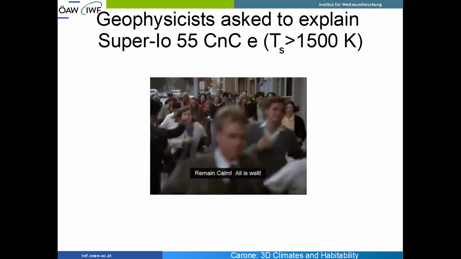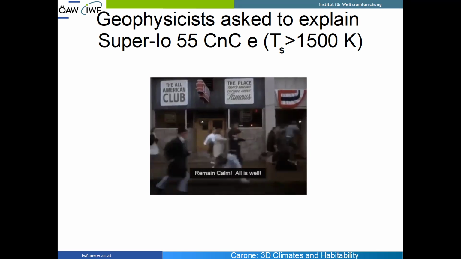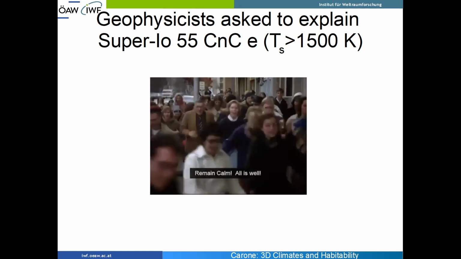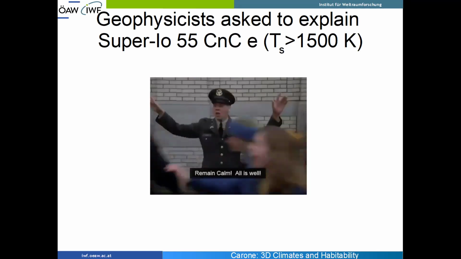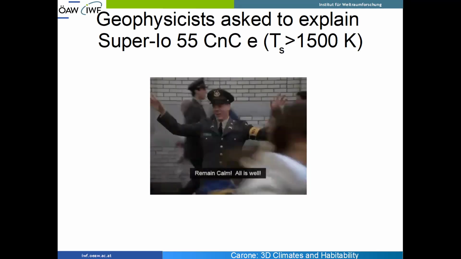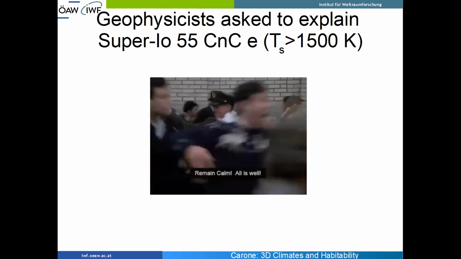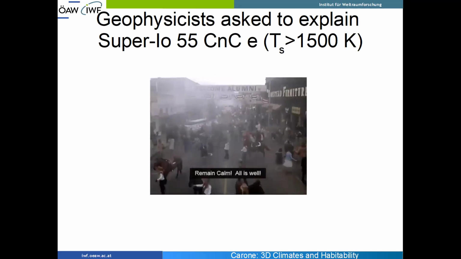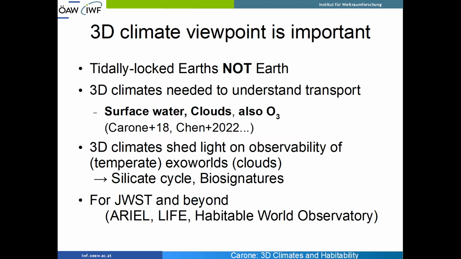So 55 Cancri e is really not habitable. However, it really helps us to redefine our geophysical atmosphere models. And it also shows us that, yes, we are in principle able to see the atmospheres of rocky planets. And when we do see this, then we can put our 3D climate models, our geophysical models, our biological models to work and understand these worlds, which are not Earth-like.